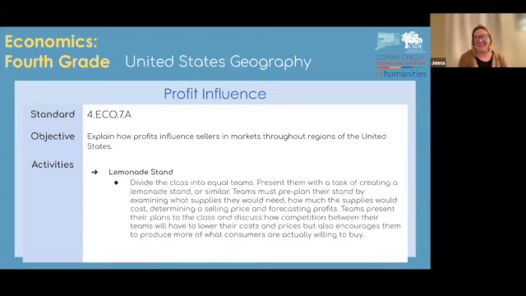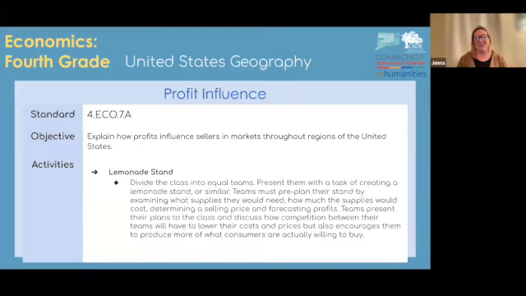We all know that students like to get up and have knowledge maybe of running their own lemonade stand in their past. So students can be divided into equal teams, and then you can present them with a task of creating a lemonade stand or something similar that might be more applicable to something that they can do in school, maybe making buttons and selling them to the school. So this could be something that could be easily adapted.